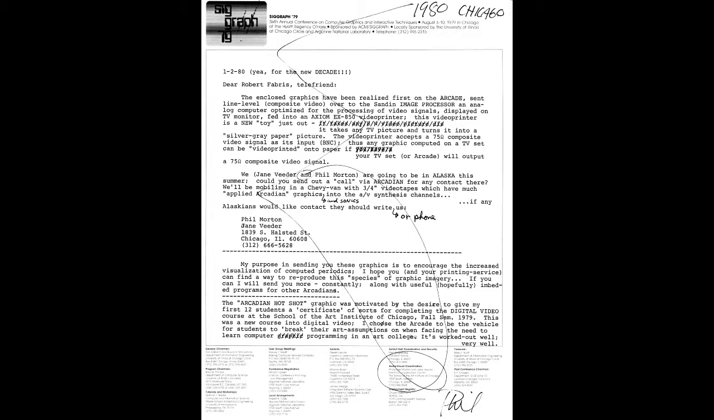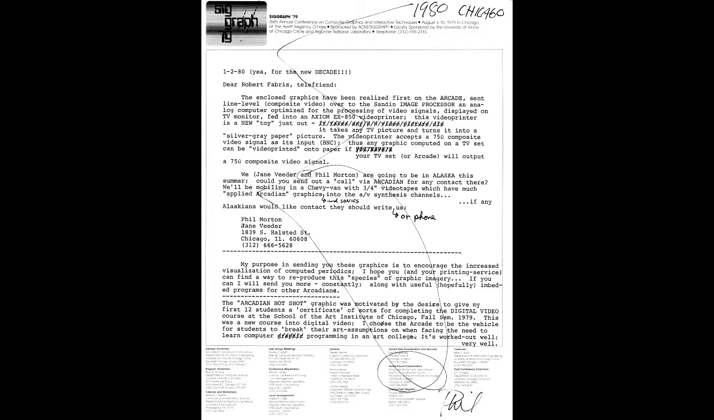He does include his Arcadian Hot Shot graphic program, and I love the story behind this. He says, the Arcadian Hot Shot graphic was motivated by the desire to give my first 12 students a, quote, certificate of sorts for completing the digital video course at the School of Art Institute of Chicago, the fall semester 1979. This was a new course into digital video. I chose the arcade to be the vehicle for students to break their art assumptions on when facing the need to learn computer programming in an art college. It worked out well, very well.